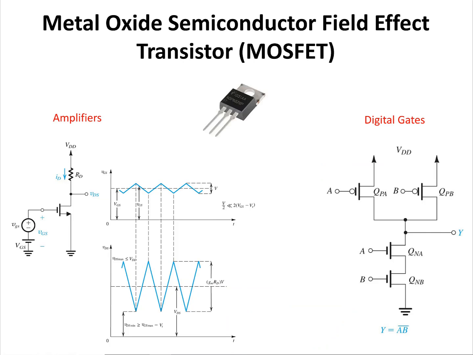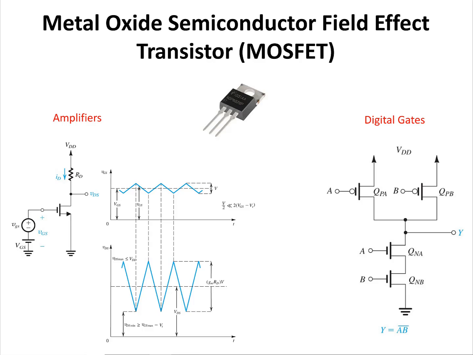MOSFETs, like BJT transistors, have two applications. They are used as amplifiers or as switches, for example, in the implementation of digital gates. In this course, we're going to study both applications of MOSFETs.